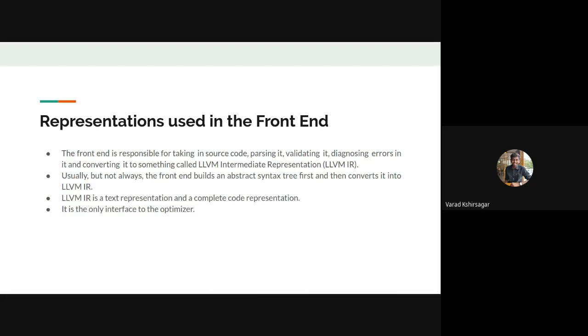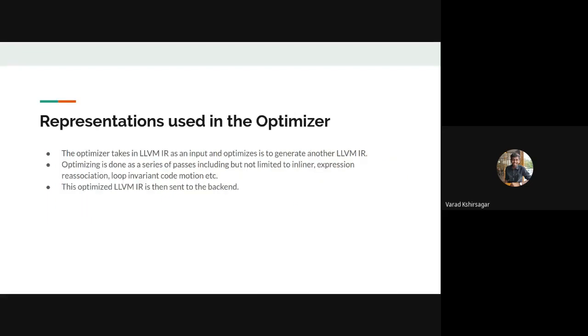There's nothing else involved. Moving on to the optimizer, it takes in the LLVM IR as an input and generates another LLVM IR. The optimizer is built as a series of passes, which include but are not limited to the inliner pass, expression reassociation pass, loop invariant code motion, etc. Now this optimized LLVM IR is sent to the backend.